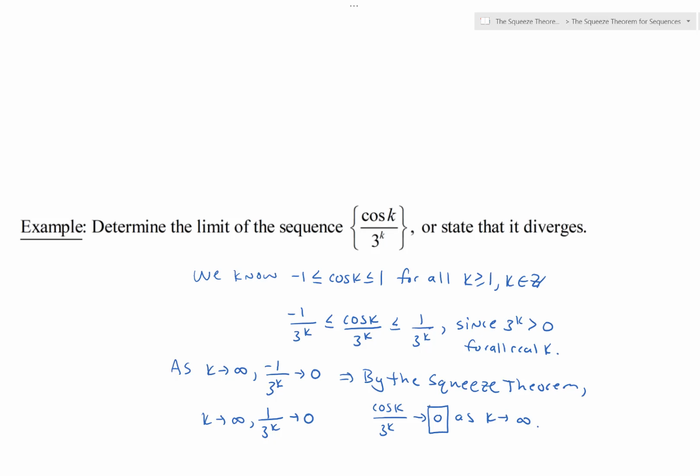This isn't always the most efficient method, but it's a nice technique to have in case you're stuck with your limit properties and laws and you're not getting anywhere. This is a way that we can get around it, if we can make it happen. It's a nice other theorem to be utilized here.